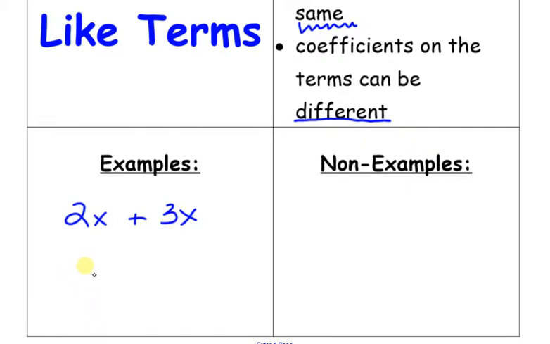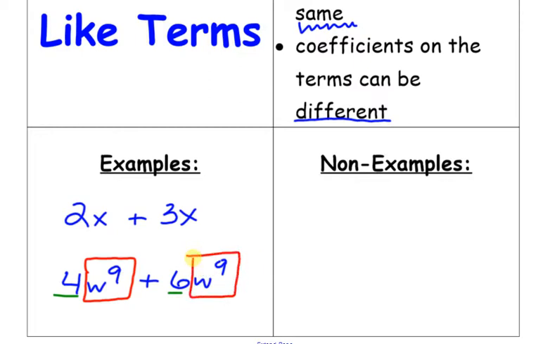Let's take a look at another example of like terms. 4w to the 9th power plus 6w to the 9th power. These are also like terms. It does not matter that the coefficients are different. What matters very greatly is that the variable is the same and the exponent is the same. Now, if one of these was w to the 9th power and one was w to the 8th power, we could not combine them. They would not be like.